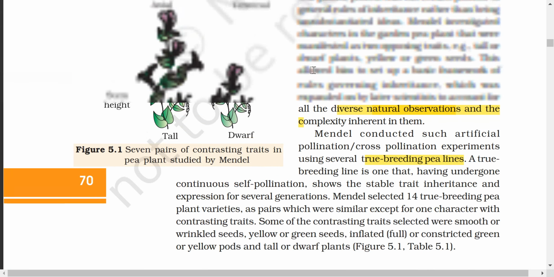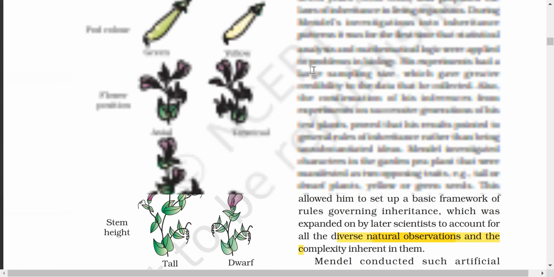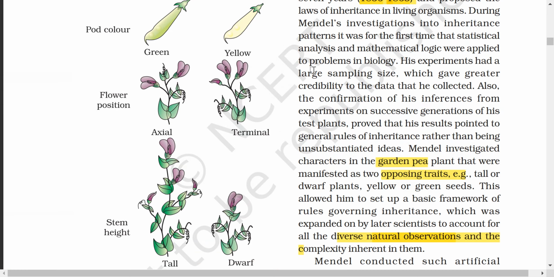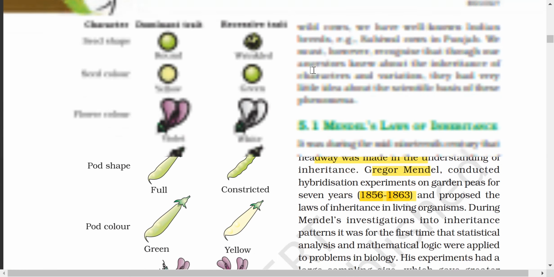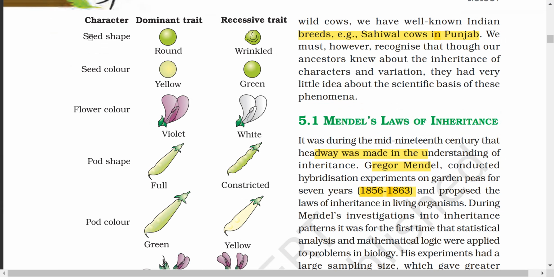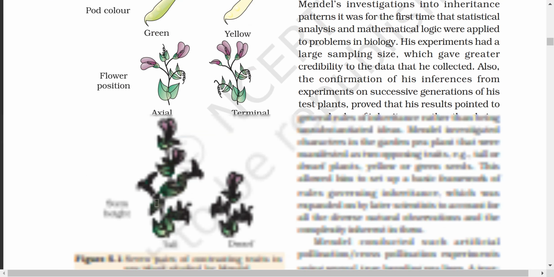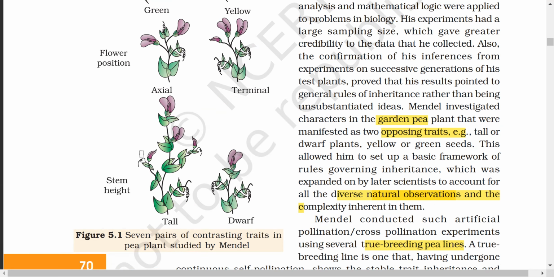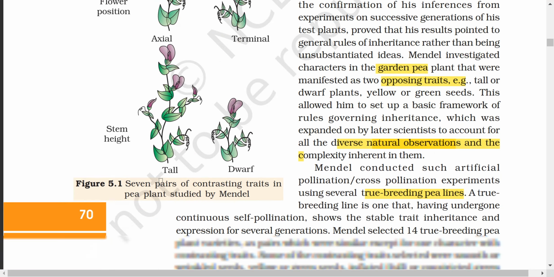Now, let me tell you these properties, the contrasting traits that were taken by Mendel, they've been asked so many times you can't even imagine. NEET वाले, they really are fond of these types of questions. कौन से traits थे जो मेंडल ने लिए थे, कौन से थे जो नहीं लिए थे? So you have seed shape, you have seed color, you have flower color, you have pod shape, and all of the rest of these. Pod color, flower position, whether it's axial or terminal, you have stem height, whether it's a tall or a dwarf plant.